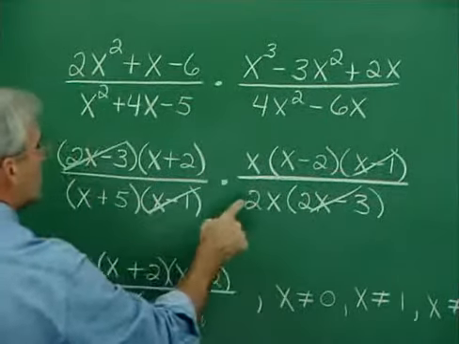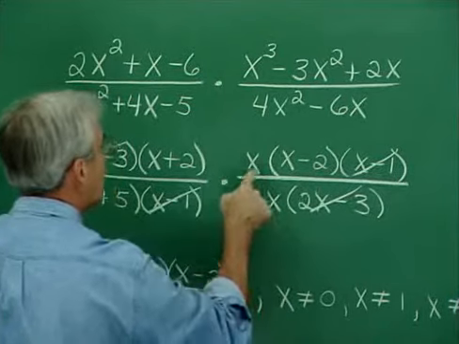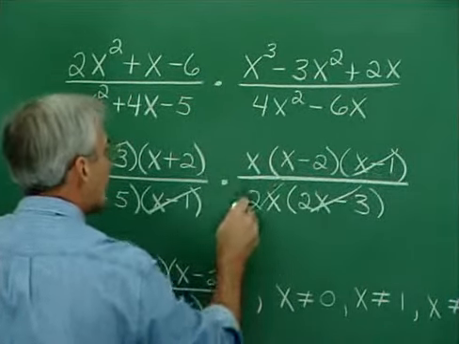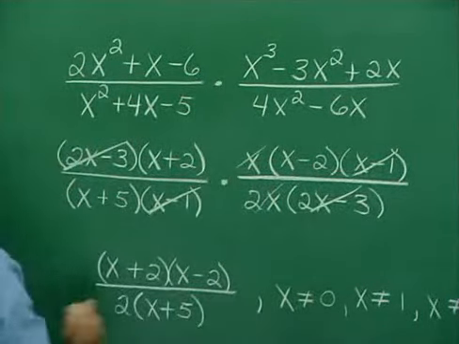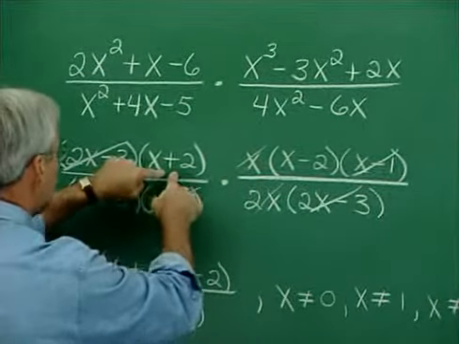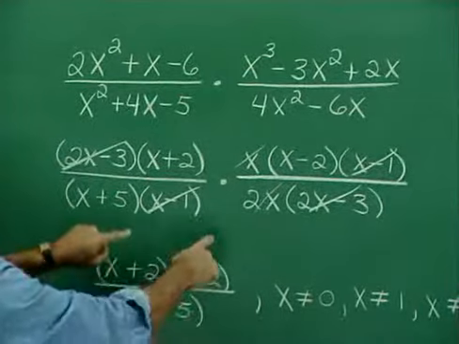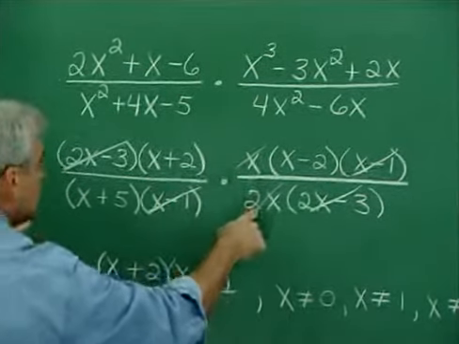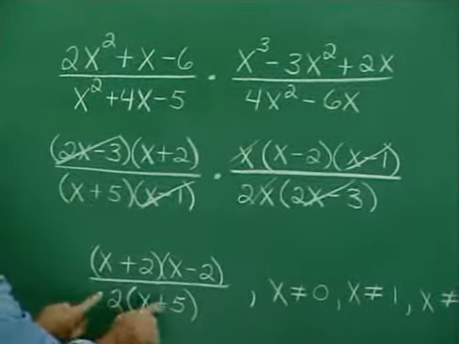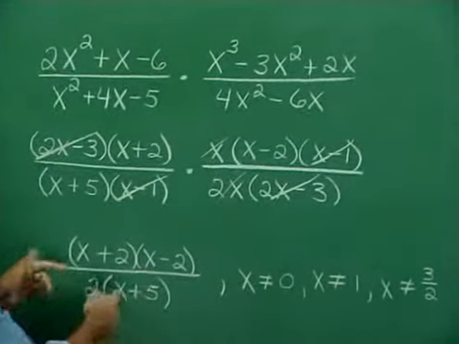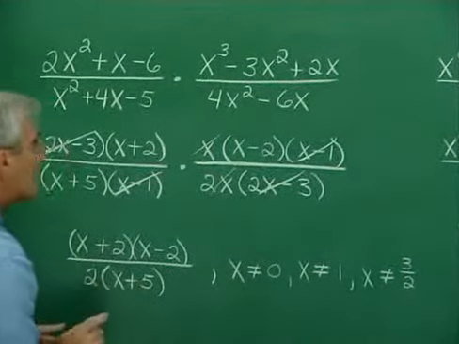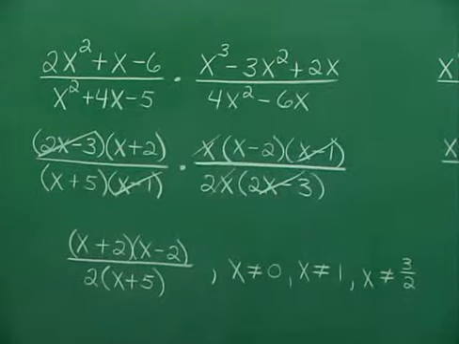We have this 2x. Well, let's see, the x is a factor, and that's an x factor. So those x factors can go out. And now what do we have left? We have x plus 2 times x minus 2 for the numerator, factors that haven't canceled. And in the denominator, let's see, we have 2 times this x plus 5. So we have this.